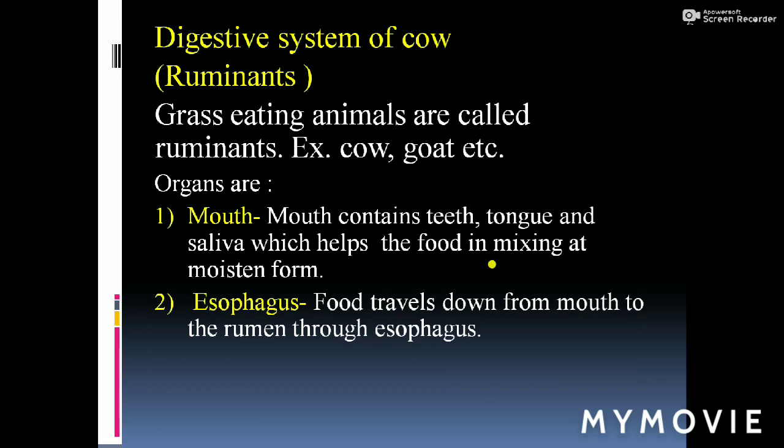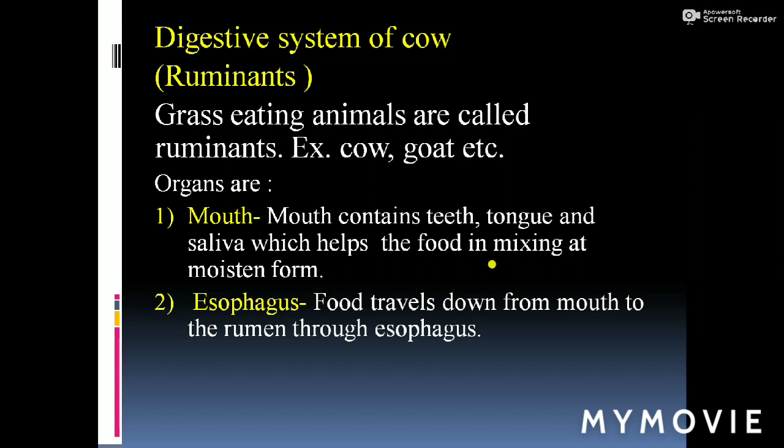Children, as you studied in previous classes about the human being, it means the nutrition in human being. But today we will discuss about the ruminants. First of all, you should know what is the meaning of the ruminants. What is written here is the digestive system of cow. Children, this is in your chapter that you have to know how digestion takes place in ruminants.